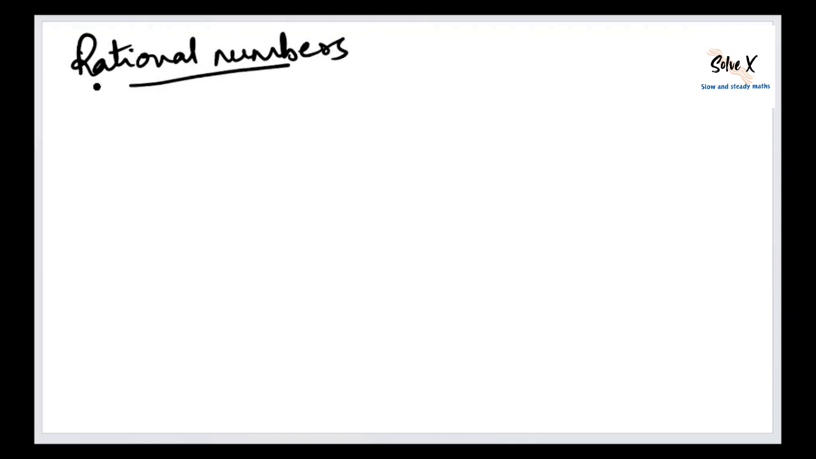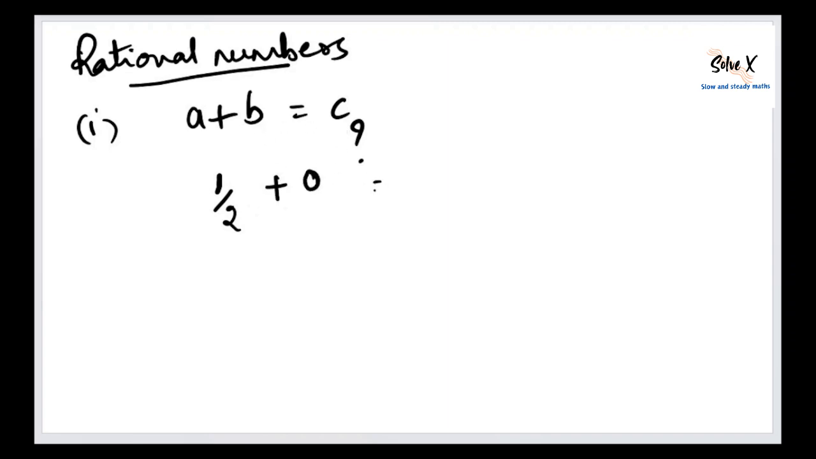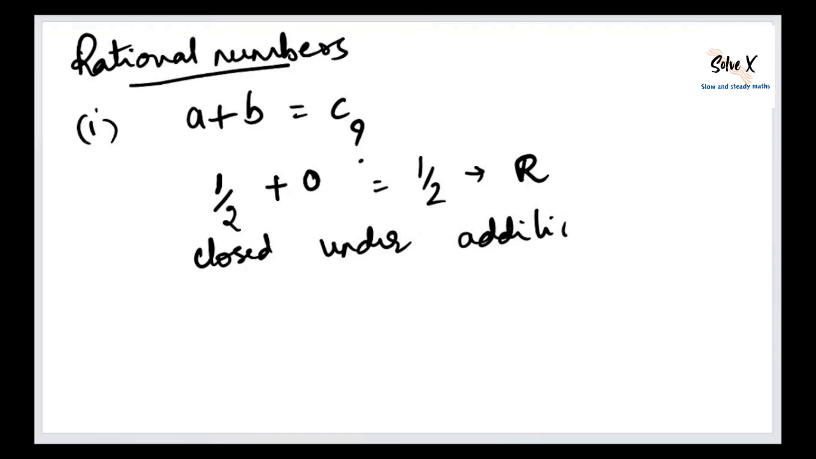Okay, chalo. A plus B is equal to C. This is the first one, for addition, where A is a rational number, B is a rational number, and C, whether it is a rational number or not, we have to check. A is a rational number. So I'll take 1 by 2 plus B, a rational number, 0. 1 by 2 plus 0 is 1 by 2, also a rational number. Correct? So it is closed under addition.